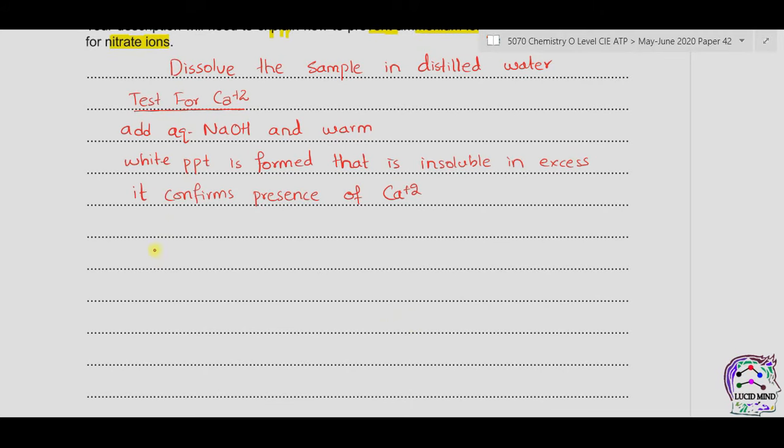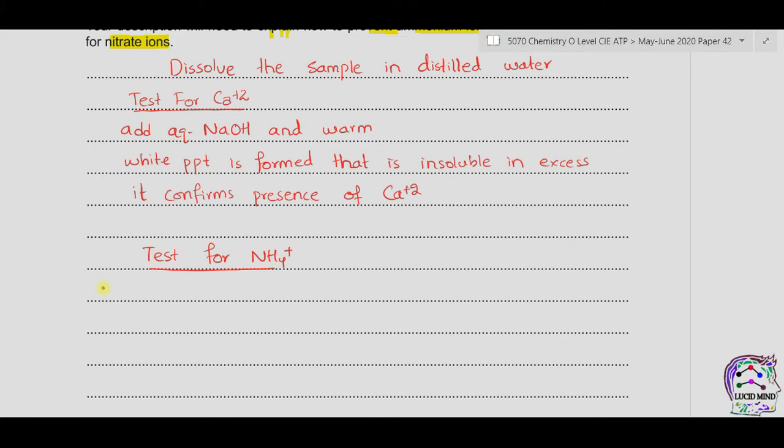Second test is for ammonium. For ammonium ions, we can do the test by adding aqueous sodium hydroxide and warming. And then the gas that is produced from ammonium ion is ammonia gas, which turns moist red litmus to blue, and it confirms the presence of ammonium ion.